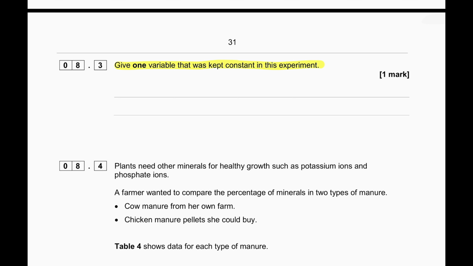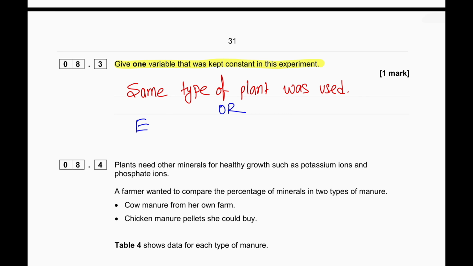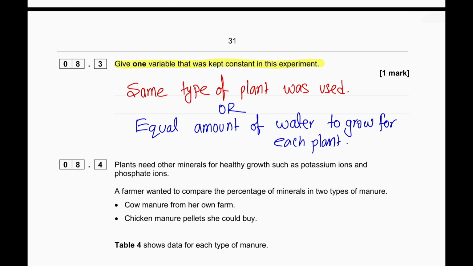So in this experiment, they used the same type of plant for all of the experiment. Another thing that must be kept the same in all of this experiment is that all of the plants should be given an equal amount of water to grow.